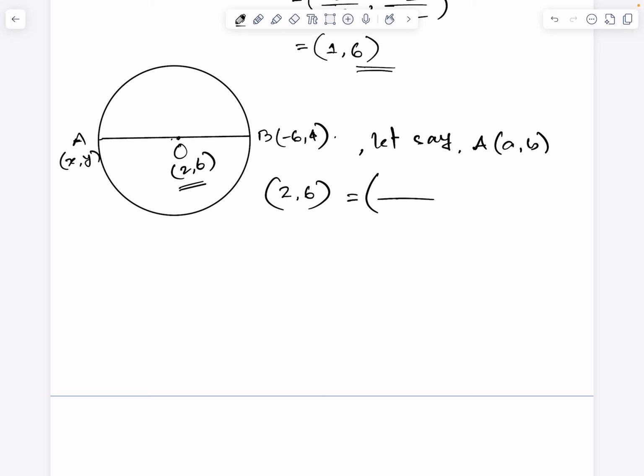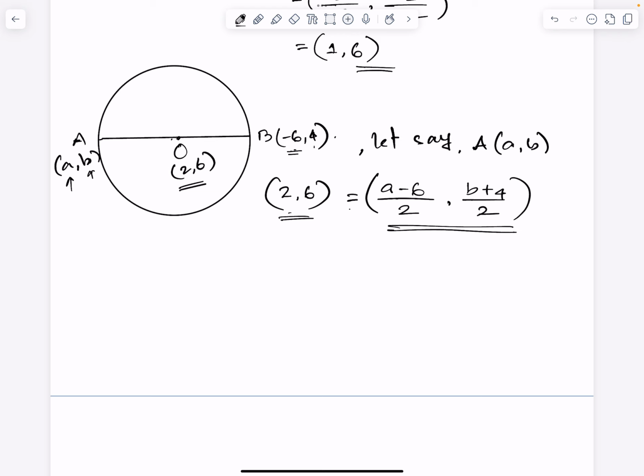So what's the x coordinate value? Let me rewrite it. We have the coordinate of A as (a, b), and the coordinate of B is (-6, 4). So the x coordinate of A is a, and the formula is plus the x coordinate of B, which is -6, so we write a plus -6, and it is the average, so we divide by 2. And again, the y coordinate of A is b, and the y coordinate of the B endpoint is 4, dividing by 2. As this is the midpoint and we already know the midpoint, this is equal to this. So we can write (a minus 6) over 2 equals 2, and (b plus 4) over 2 equals 6.